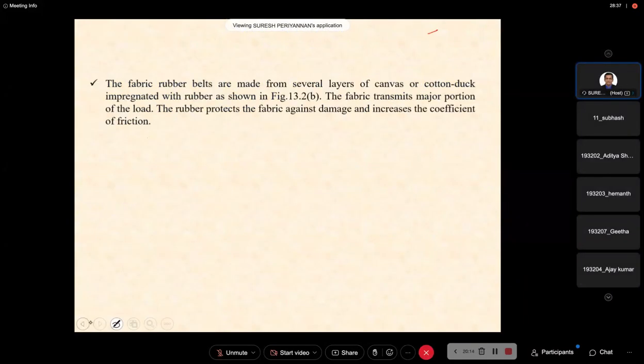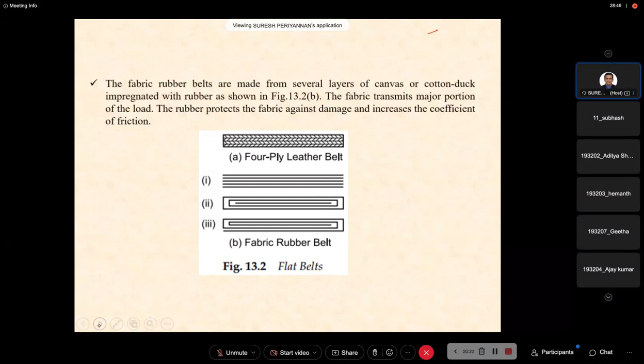Now I come to the fabric rubber belt. Fabric rubber belts are made from several layers of canvas or cotton tag impregnated with rubber. See here, this is the fabric rubber belt. In this belt, the fabric material carries a major portion of the load transmission. The fabric component absorbs the load carrying capacity, and the rubber protects the fabric against damage.